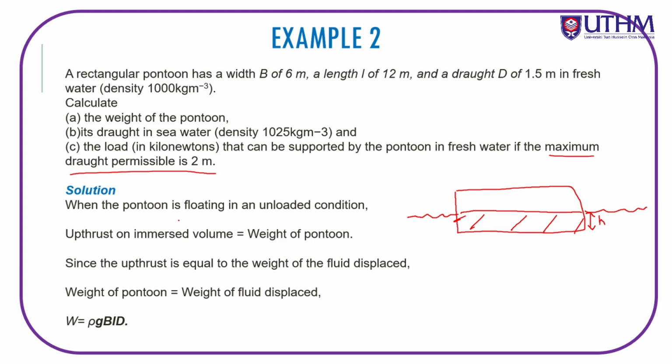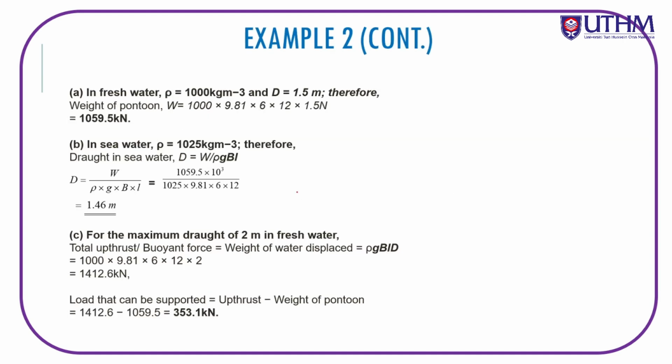When the pontoon is floating in an unloaded condition, upthrust on immersed volume is equal to the weight of the pontoon. Since the upthrust is equal to the weight of the fluid displaced, weight of the pontoon equal to weight of the fluid displaced, which is W equal to rho G BLD. BLD ni adalah volume displaced lah. B adalah dia punya lebar, L adalah dia punya panjang dan D adalah draught, tinggi dia. Okay. So kita proceed pada soalan A.